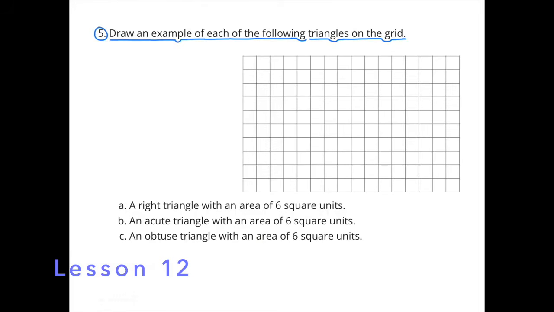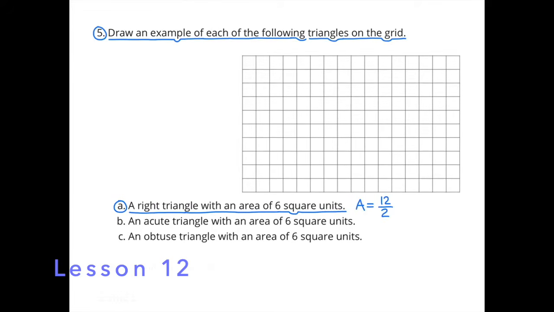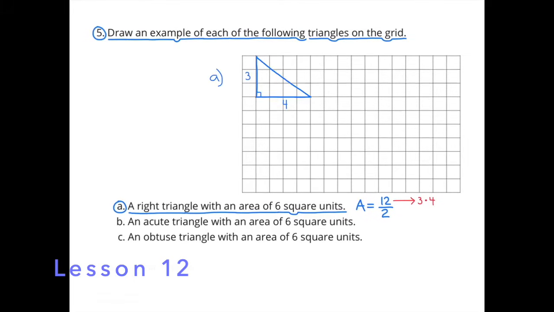Number 5. Draw an example of each of the following triangles on the grid. A. A right triangle with an area of 6 square units. First, I need to think of some dimensions for a rectangle that would equal 12, like 3 by 4. A triangle has half the area of a rectangle, so half of 12 is 6.